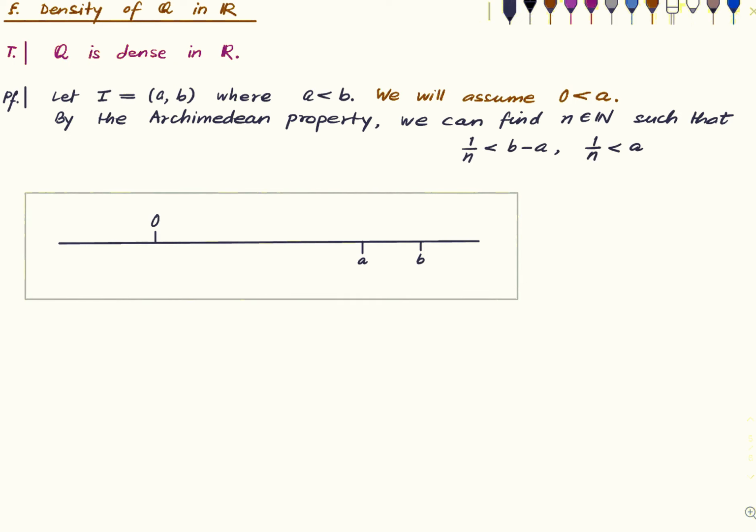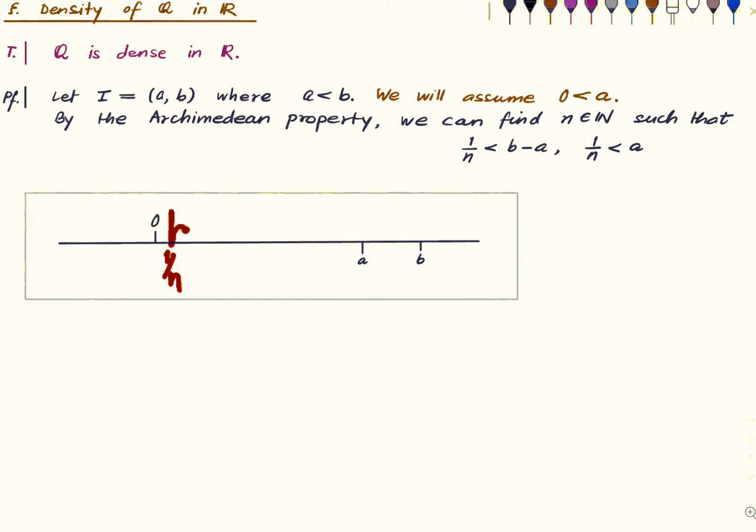Now, why are we even considering such a natural number? First, let me explain that. So here is the idea. How are we going to show that there is a rational inside this interval? Our idea is to pick n so large that the reciprocal of n is very close to 0. So this is 1 by n, where little n is very large.